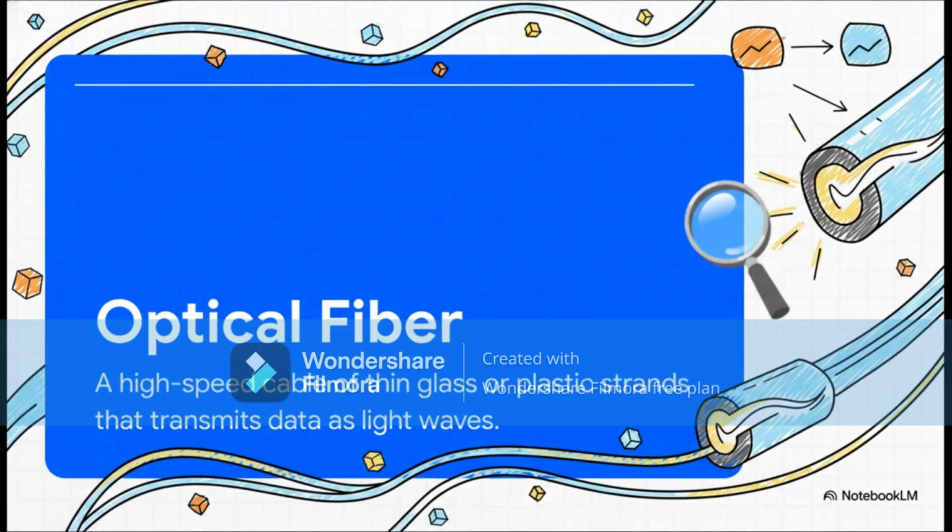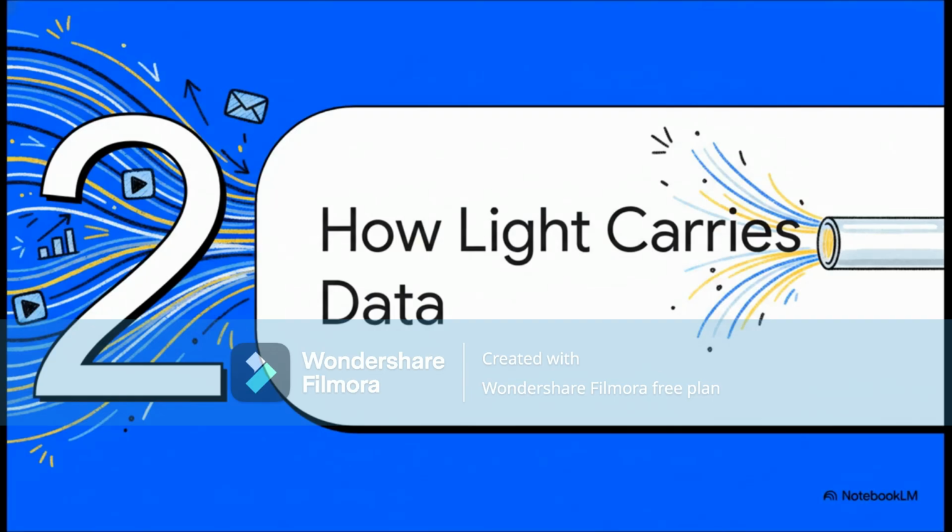And here we go. This is your textbook exam-ready definition. If you remember one thing, remember this sentence. An optical fiber is a high-speed cable made of thin glass or plastic that sends data using light waves. That's it. All right, so it uses light, but how does that even work?